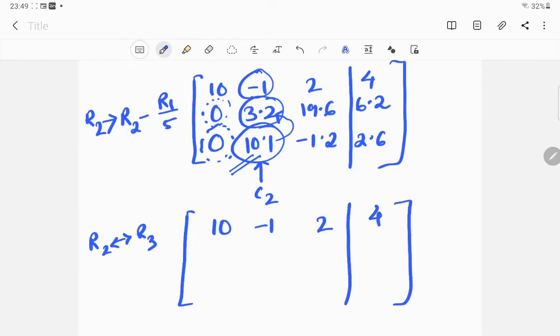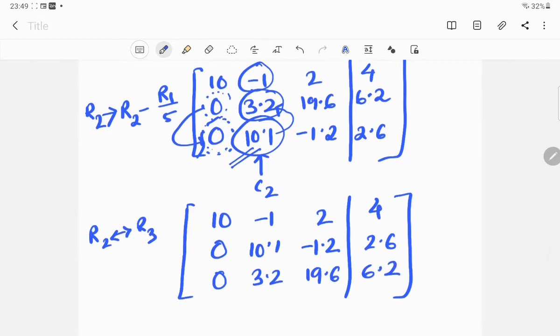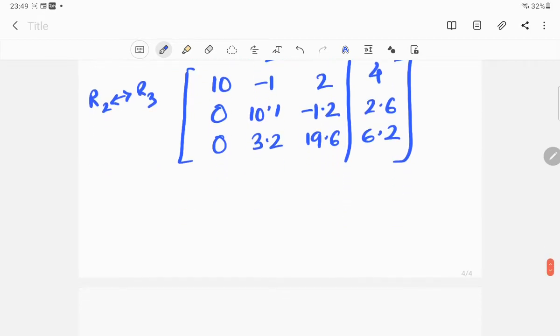Then you have 0. Now R3 is coming to the place of R2, so it is 10.1 because it is the biggest number, so it will come to that second pivot state. So it is minus 1.2 and 2.6, and this row is coming to this place: 0, 3.2, 19.6, and 6.2. Done. Now our next step is to make this one equal to 0.